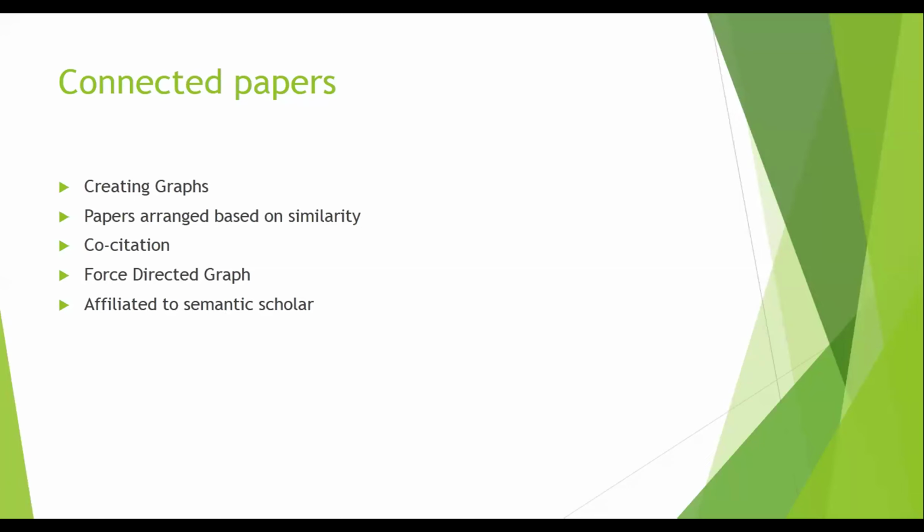Whichever paper has the maximum number of citations, for example, I'm entering one seed paper. That seed paper has 10 to 15 references, and when it looks at the first paper, that can again have 10 to 15 references, but there are some references which can be common. By virtue of these common references, it develops something called a force directed graph, and it is affiliated to Semantic Scholar directly.